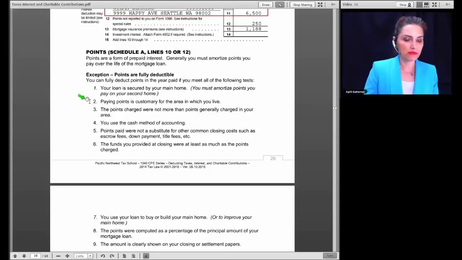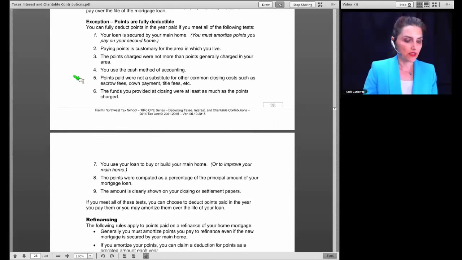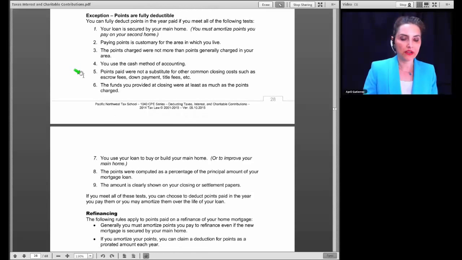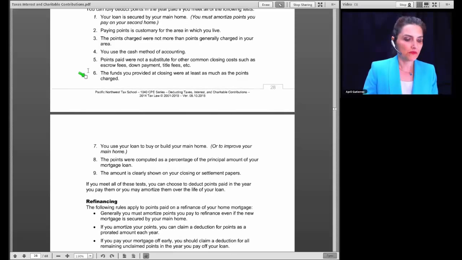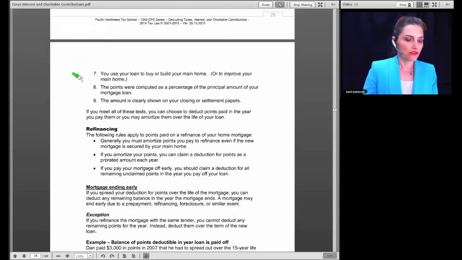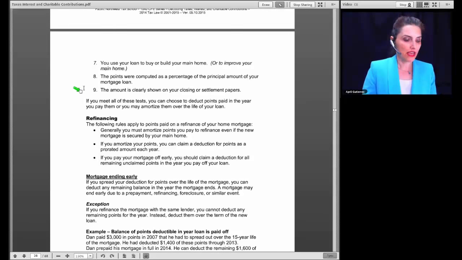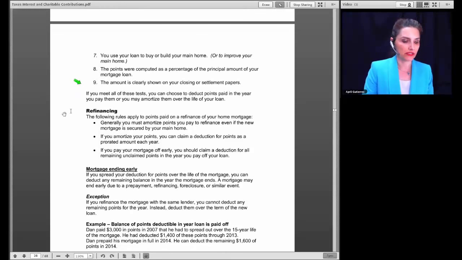Paying points is customary for the area in which you live. The points charged were not more than the points generally charged in your area. You used the cash method of accounting. The points paid were not a substitute for other common closing costs such as escrow fees, down payment, title fees, etc. And the funds you provided at closing were at least as much as the points charged. You use your loan to buy or build your main home or to improve your main home. The points were computed based on a percentage of the principal amount of the loan, and the amount is clearly shown on your closing or settlement papers.